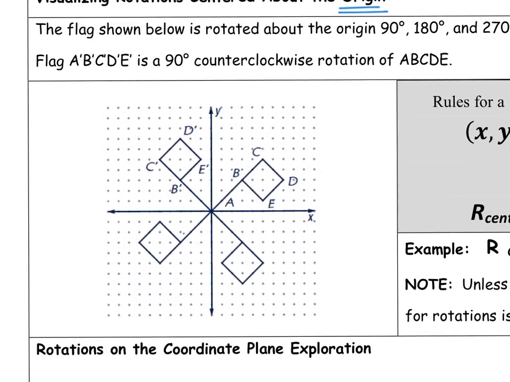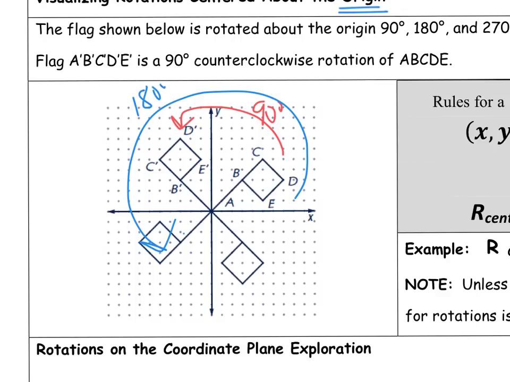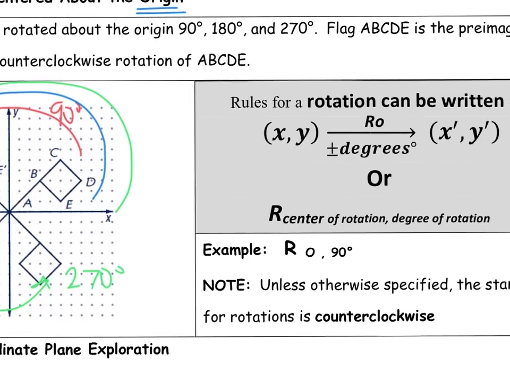So let's go ahead and take a look at this. 90 degrees would be one turn about the origin. 180 degrees would be two turns about the origin. And then three turns would be 270 degrees. So we're going to look at how this is represented algebraically.